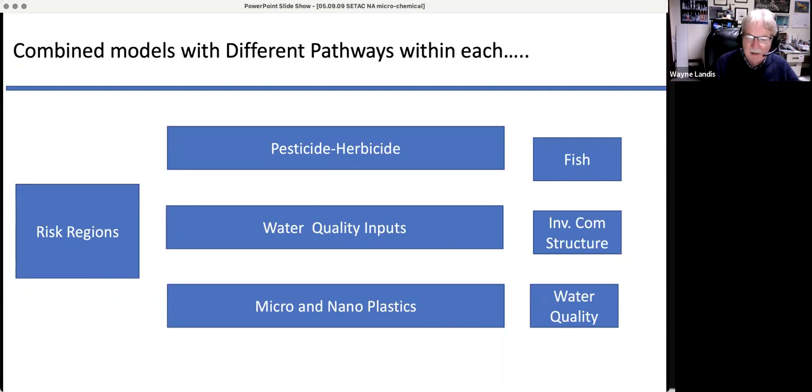So we have a pesticide herbicide pathway here, water quality inputs. We're not going to talk about that for the rest of the talk. We're going to be focusing also on the micro and nano. So what we've been working on is building the tools so we can look at the pesticides, the classic toxic compounds, along with the micro and nanoplastics.